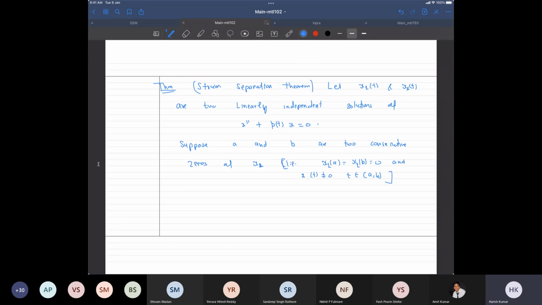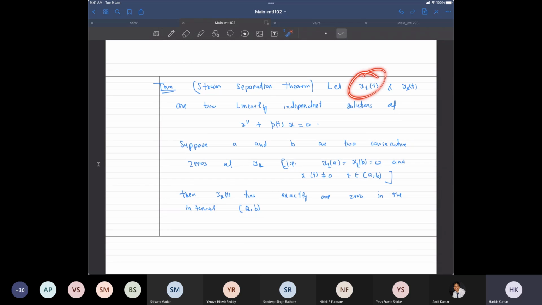Then x2(t) has exactly one zero in the interval (a, b). This is what we are going to prove, and it's exactly like saying that between two zeros of sine there is exactly one zero of cos and vice versa. But now we are going to prove this for the general solutions.